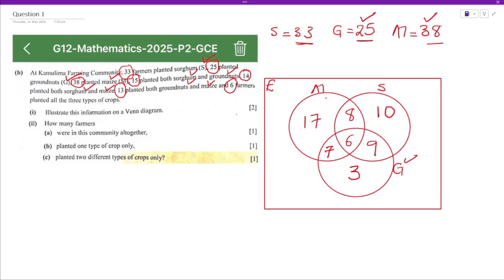Then we start confirming. We're told the set for maize, the total should be 38. So let us add everything. 17 plus 8 plus 6 plus 7, and see if we get 38. That gives me exactly 38. Meaning we are okay here. We can proceed to the next set. We confirm. Let me just clean up.